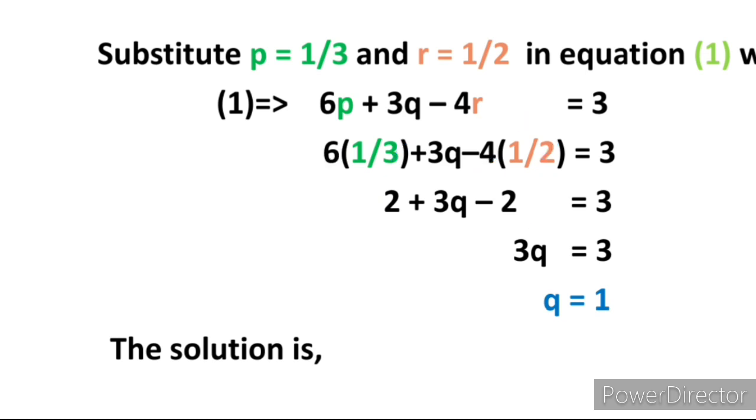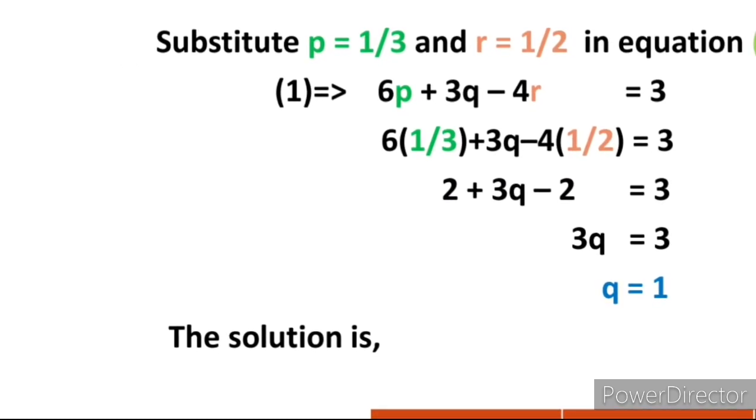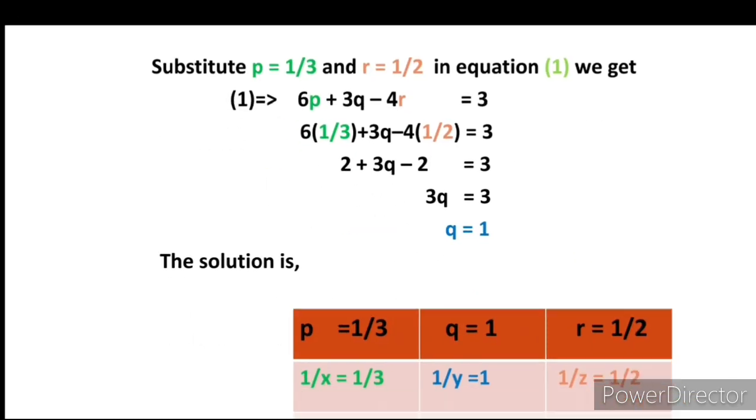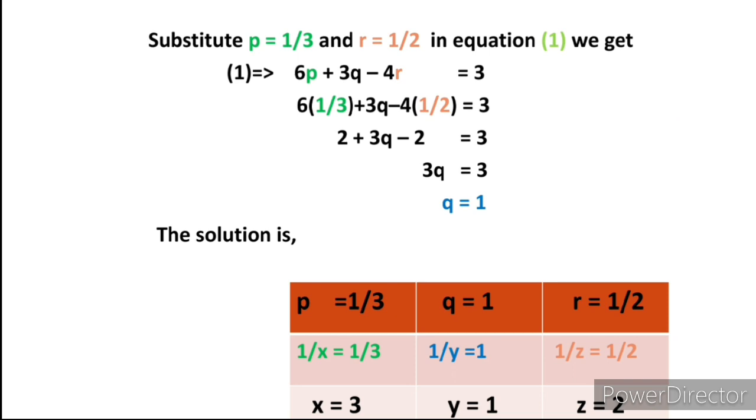So what do we get? 2 plus 3q minus 2. Now further simplify this, 2 minus 2 gets cancelled, what is remaining? 3q is equal to 3. So I write here 3q is equal to 3. So further simplify this. How to simplify further? 3 ones are 3, 3 3s get cancelled. So what is remaining? q is equal to 1.